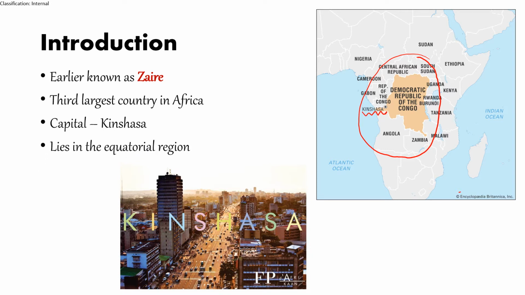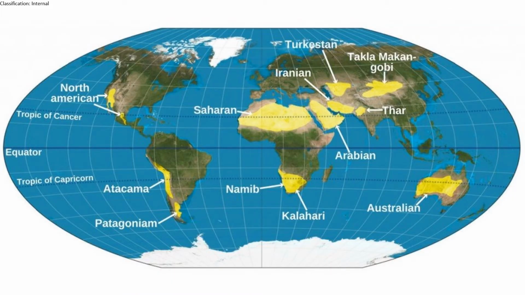The Democratic Republic of Congo lies in the equatorial region. Now, what do I mean by the equatorial region? The equatorial region lies on both sides of the equator. For those of you who do not know what the equator is, it is an imaginary line that passes through the center of the earth.